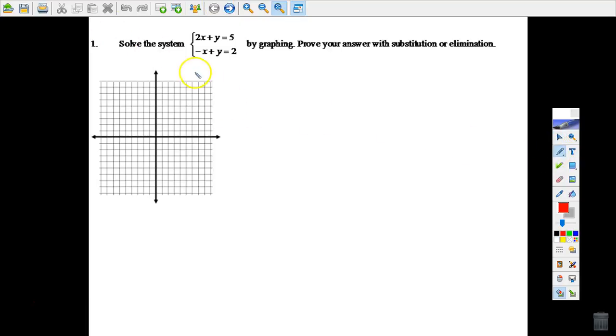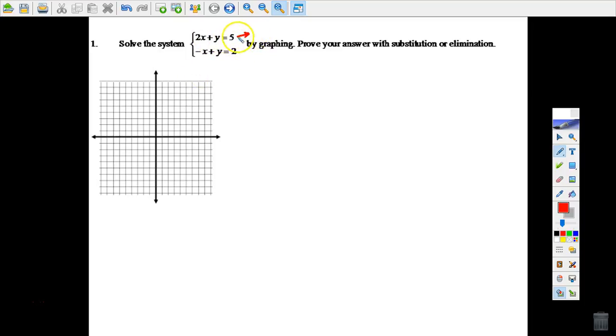This first problem involves using two different methods for solving systems. We're going to first solve by graphing. So let's go ahead and do that. To solve by graphing, we need to change each of these equations. They're currently in standard form. We need to write them in slope-intercept form so we can see what the slope is and we can know where to begin with our y-intercept. So maybe I'll do some colors.